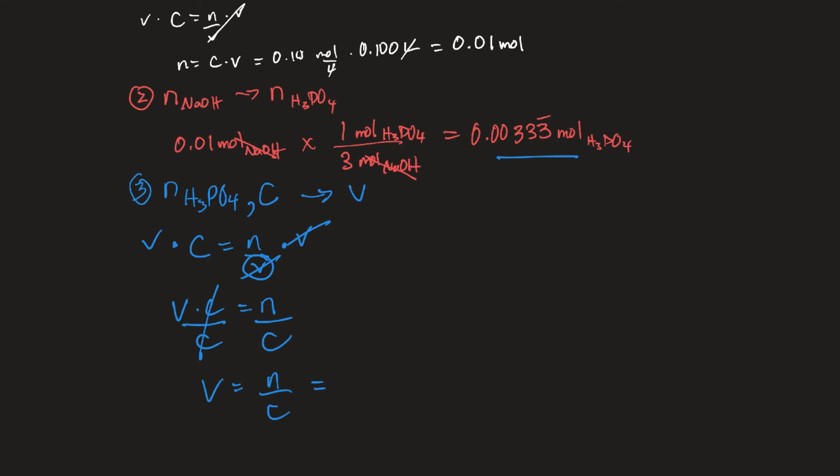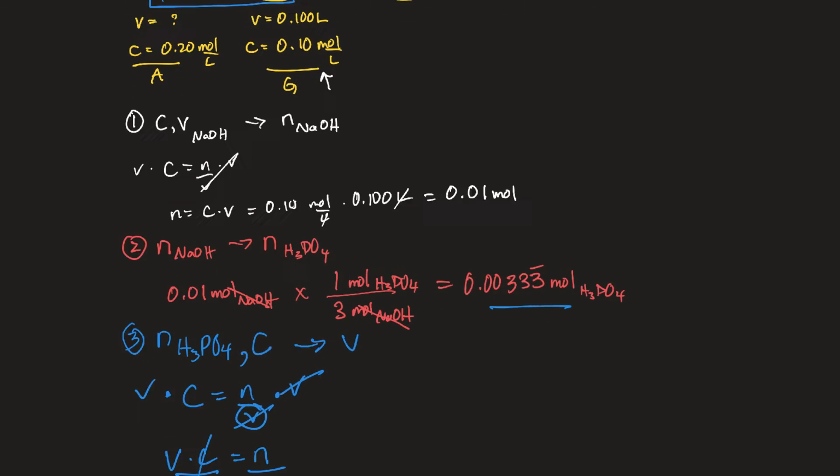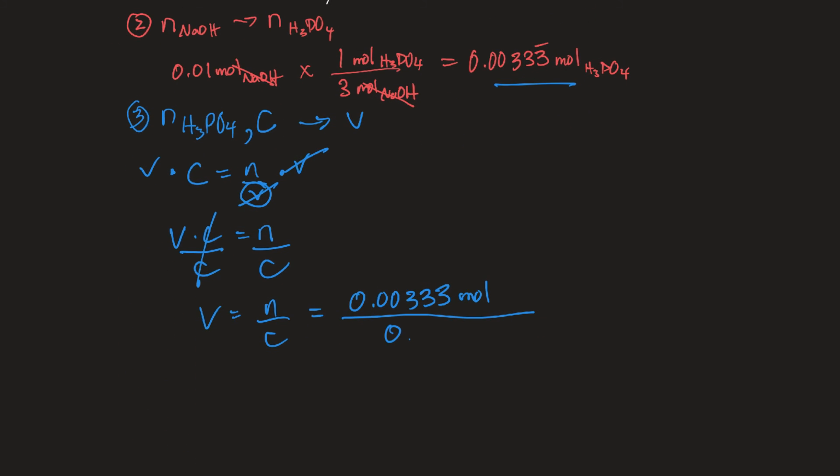The moles I got right there, 0.00333, etc. moles, divided by the concentration, 0.20 moles per liter. Okay, so I take that number that's in my calculator and I divide it by 0.2. So I get 0.016, and there's a bunch of 6s. And these cancel, so this will be liters.